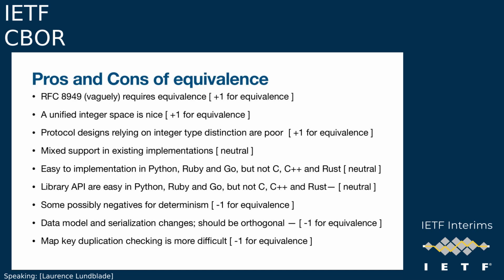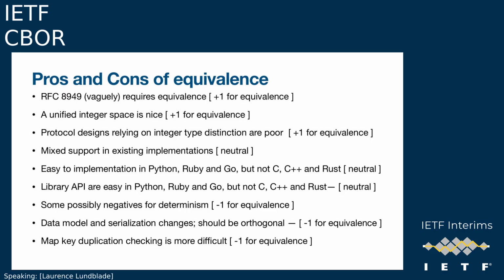So next bullet: a unified integer space is nice. It's pretty and kind of clean. A protocol can rely on the distinction between 2 types in the data model. For example, EAT relies on whether the next data item is a map or a byte string or a text string to understand what a submodule is. So when you merge the 2 data types in a protocol or in the data model, you take away a mechanism that protocol designers can rely on. I think they should not rely on this, and that would be poor design, but that's a good reason to keep the equivalence.